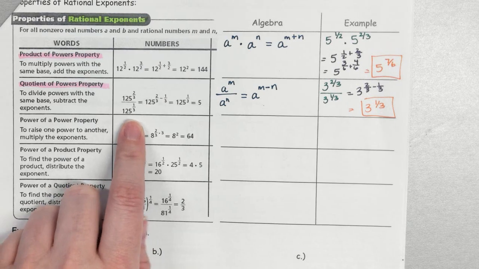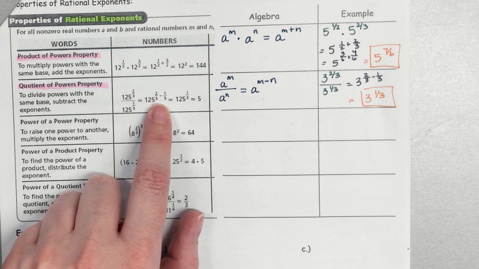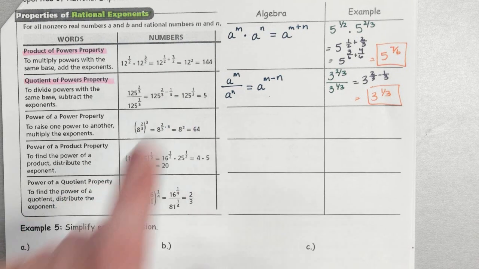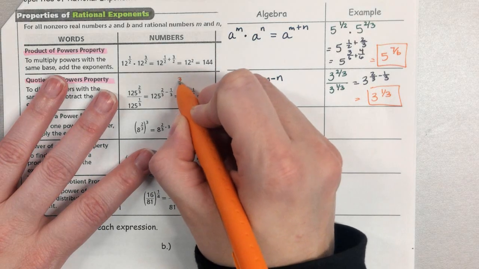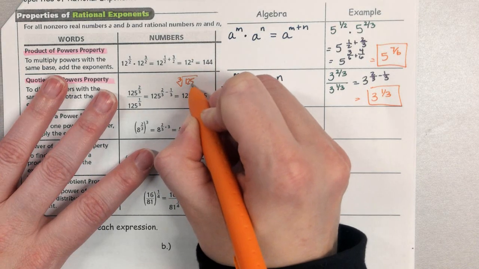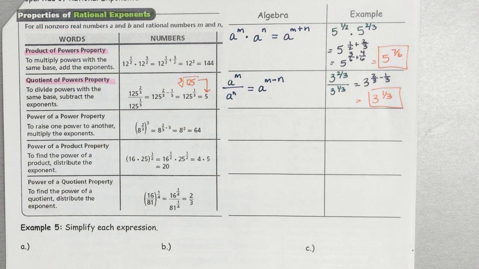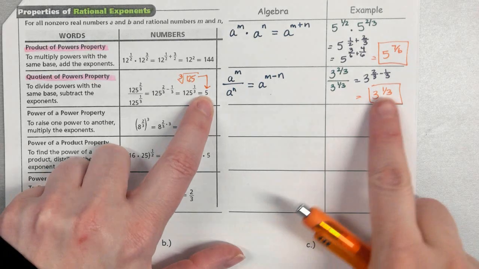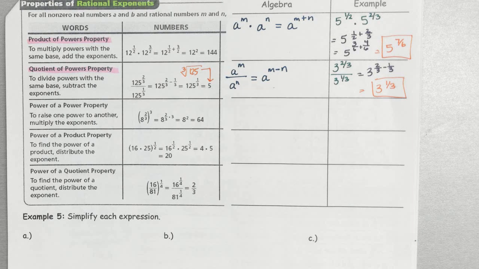Here's an example of one that does simplify. So you get 125 to the power of 1/3. Remember, 1/3 is the same thing as doing what to 125? Taking the cube root. And we know the cube root of 125 does simplify. So this simplifies to 5. This would be something where you could simplify, and the other is an example where you would leave it with the fraction.